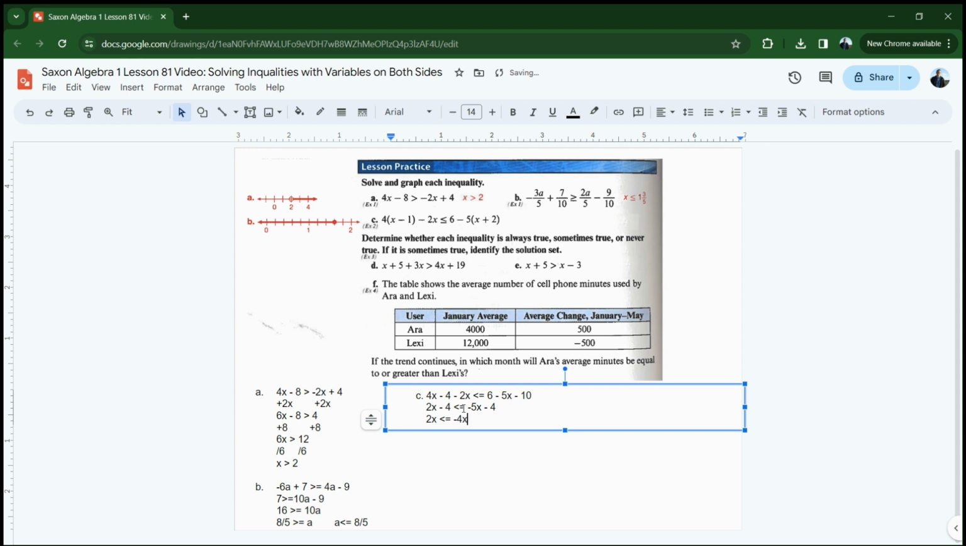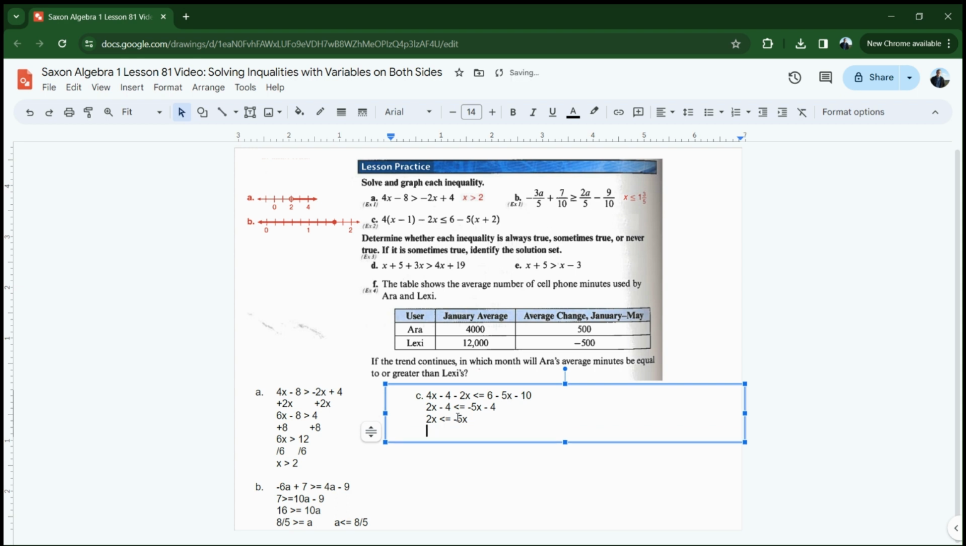This is going to be 2x is less than or equal to negative 5x. Now, I didn't have to do that step first. I could have added 5x to both sides and then added 4 to both sides. It's just, I noticed when I add 4 to both sides, how in the world am I going to make 2 times x equal to negative 5 times x? There's only one thing I can plug in for x that makes this statement true.